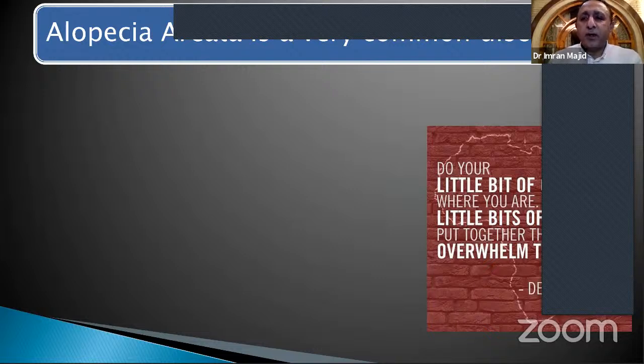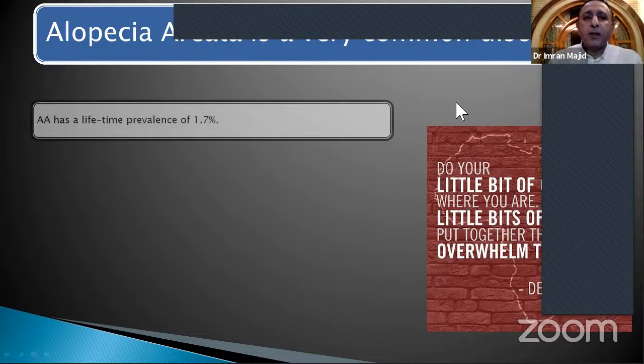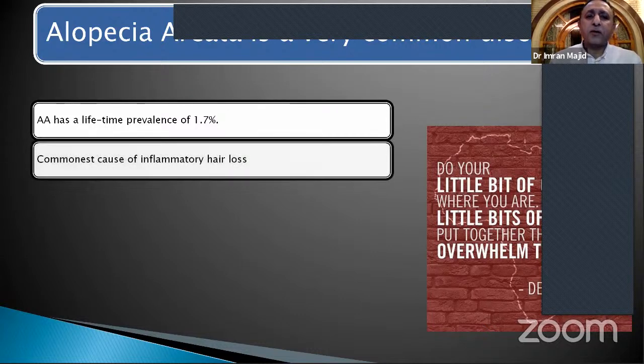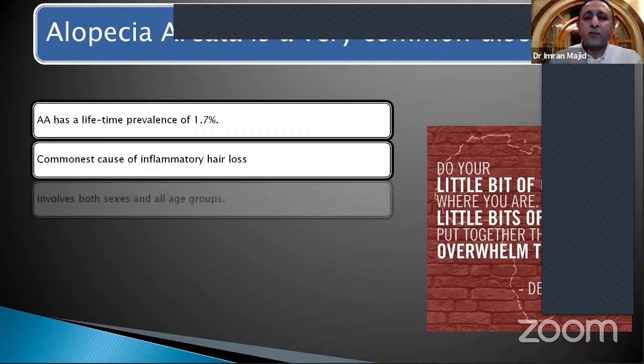Alopecia areata is a very common disorder. It has a lifetime prevalence of 1.7%. That means around 2% of people in the world develop alopecia areata anytime in their lifespan. It's the commonest cause of inflammatory hair loss. It involves both sexes and all age groups.